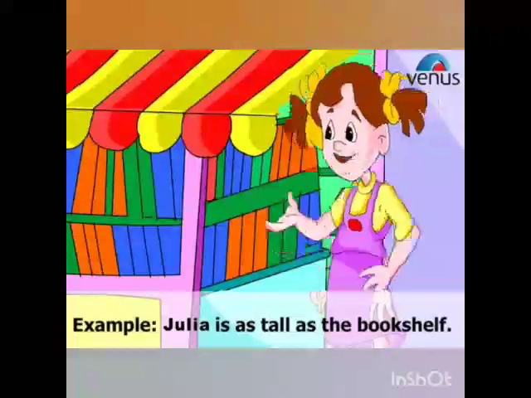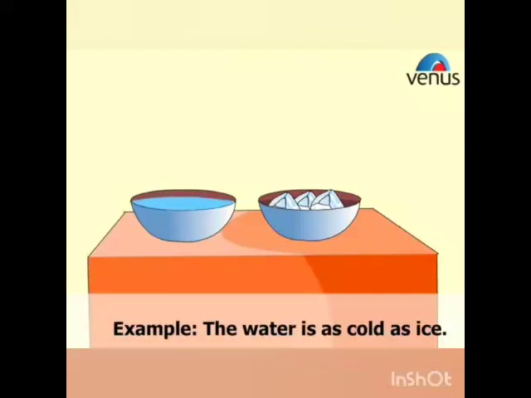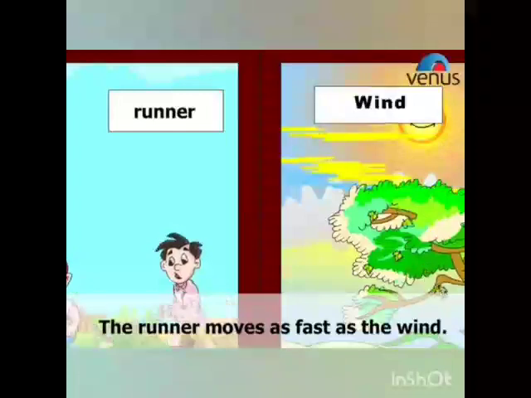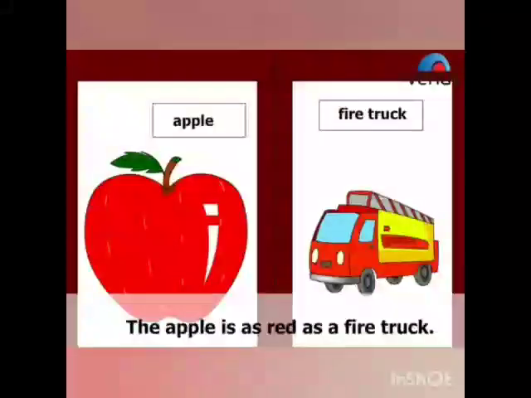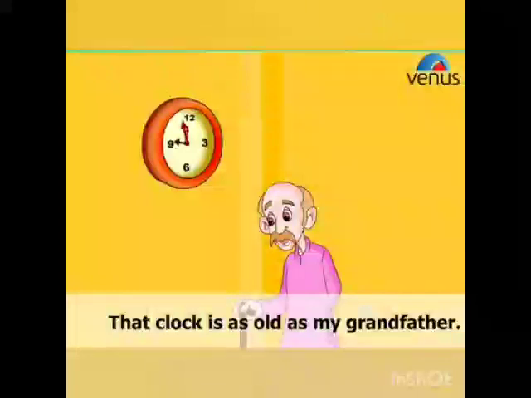Example: Julia is as tall as the bookshelf. Example: the water is as cold as ice. The light shines as bright as the sun. The runner moves as fast as the wind. The apple is as red as a fire truck. The giraffe is as tall as the tree.